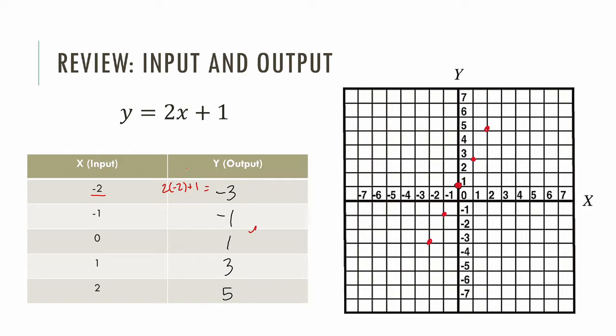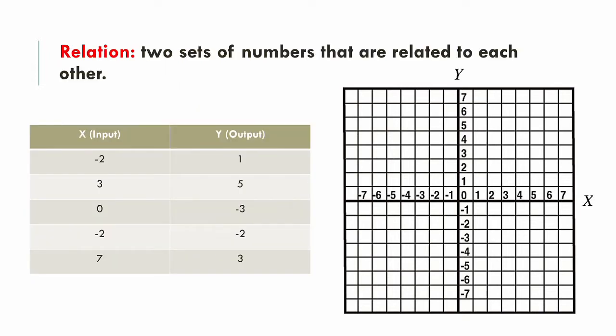So let's look at some key terms before we get too far. First of all, we have this thing called a relation. A relation is when two sets of numbers are related to each other. Now, that could seem kind of obvious, but here I have an input-output table, and we could argue that any input-output table is a relation because I have an input and output. So we have these two sets related to each other.